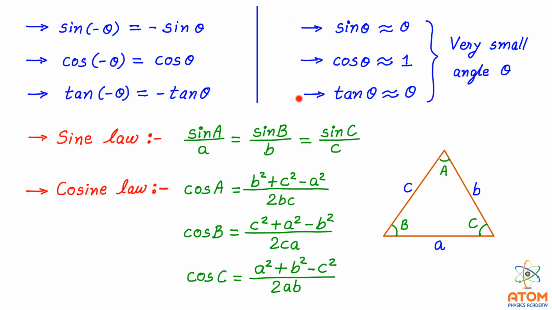Now see this. For very small angle theta, if theta is very small, then sin theta is nearly equal to theta. This is also very important. If theta is small, small means it is below 10 degree approximately, then sin theta will be nearly equal to theta. This theta is in radian.